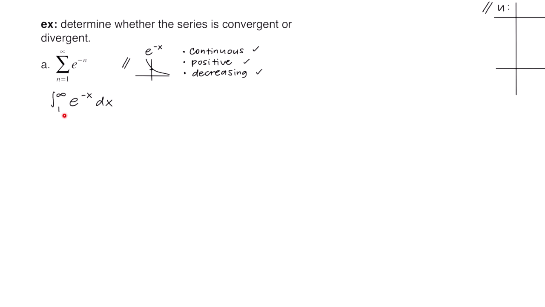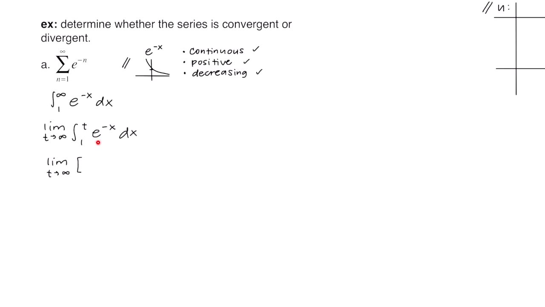To set up our integral for the integral test, we do the integral from 1 to infinity, and again, it's 1 because this started at 1. Instead of writing e to the negative n, we're writing e to the negative x. From one of our previous lessons, at this point, we can't evaluate our integral as is because the upper limit is infinity. So the first step is we rewrite it using the limit as t goes to infinity, and we replace this infinity with t. Now we're ready to integrate.